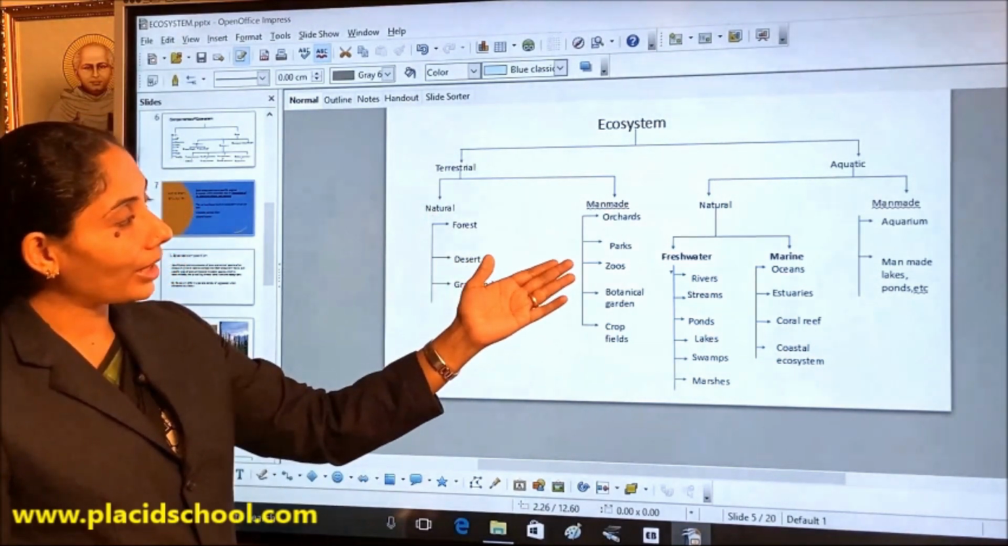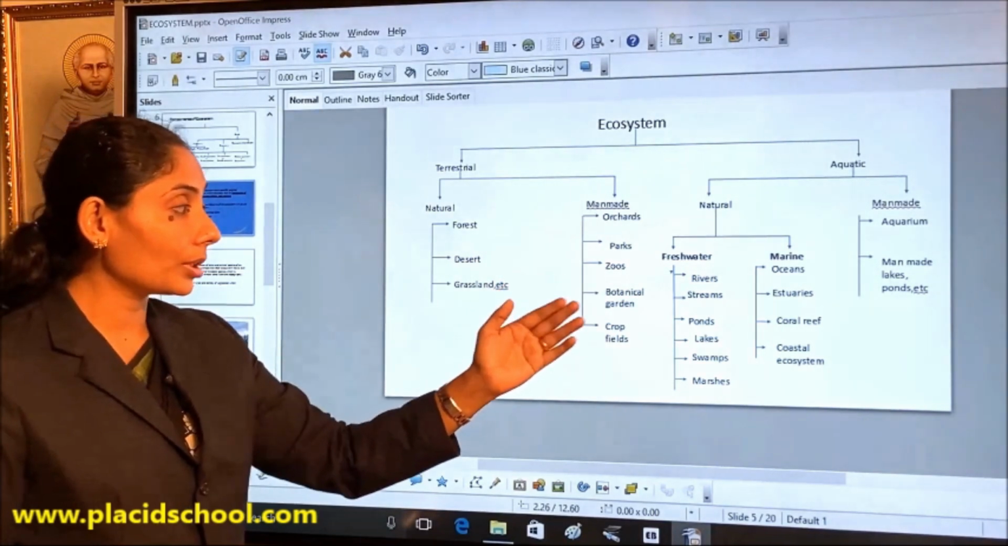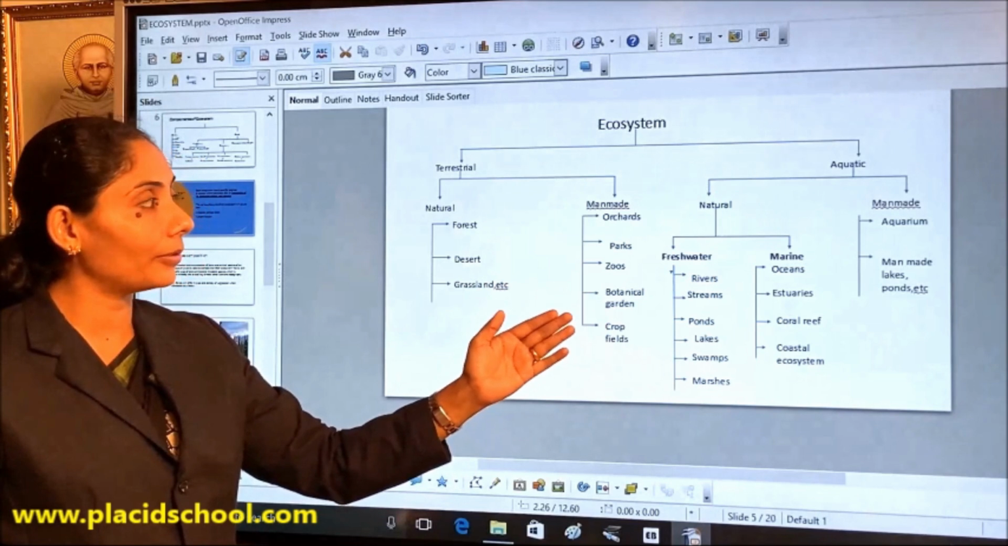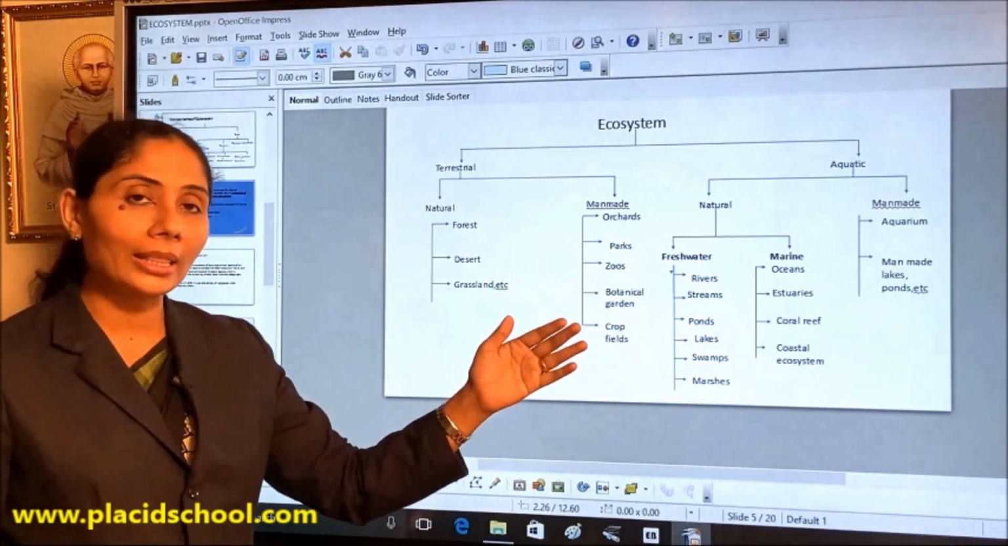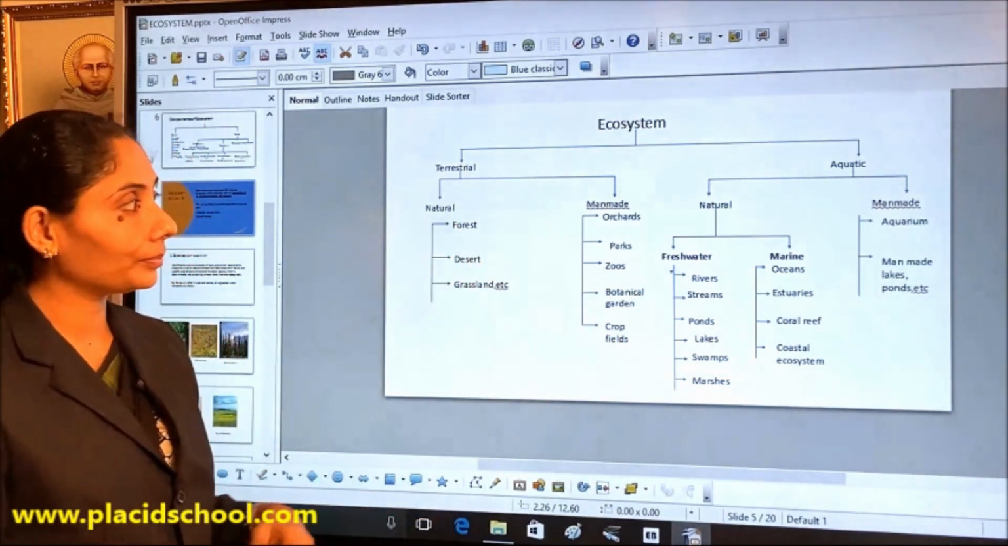Then we have man-made ones like orchards, parks, zoos, botanical gardens, crop fields. These are man-made, therefore they are referred to as man-made or anthropogenic ecosystems. These are created by man.